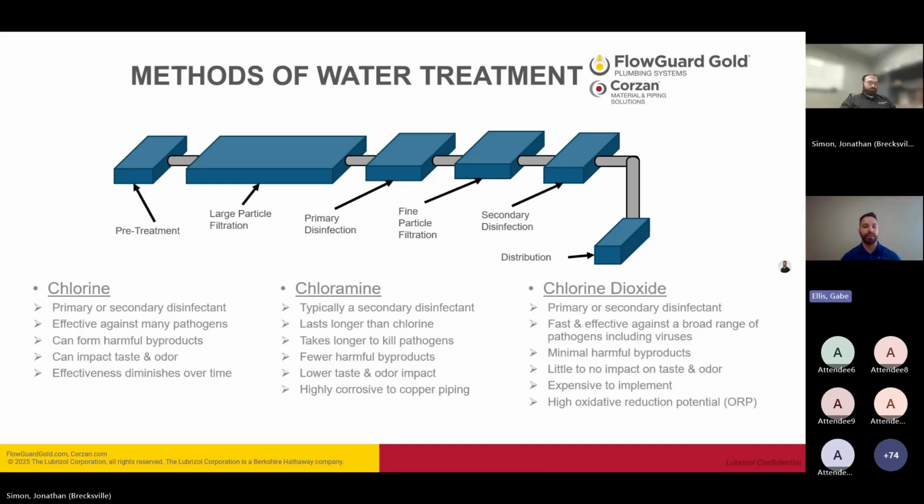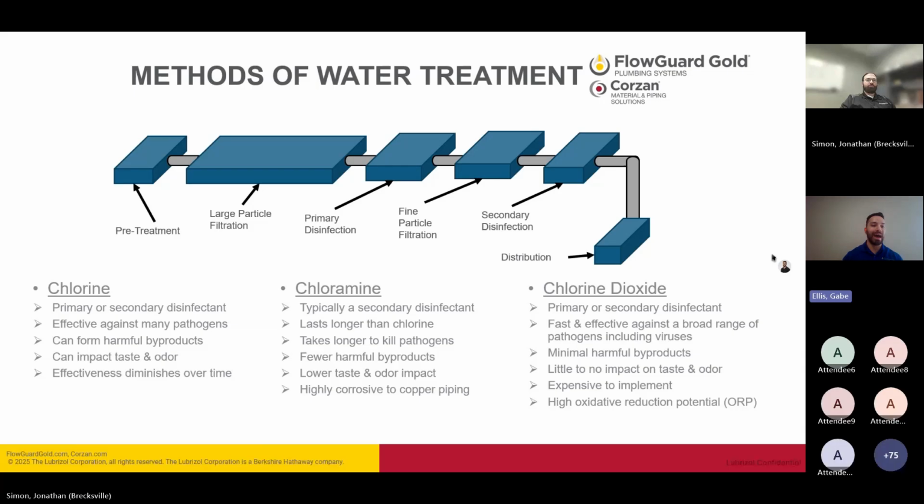And that really takes us to today, which is chlorine dioxide. It's the newest disinfectant technology, originally used in the late 20th century to address taste and odor concerns, as well as killing certain pathogens that chlorine and chloramine don't kill. And it's the Cadillac of water treatment. It's fast and effective against a broad range of pathogens. There are minimal harmful byproducts and little to no impact on taste and odor. It's actually won awards for the minimal impact on taste and odor, but it's also expensive to implement.